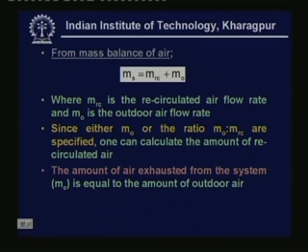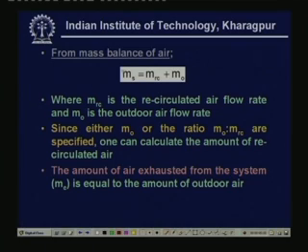Since either m subscript O or the ratio MO by MRC are specified, one can calculate the amount of recirculated air, because we have calculated this, and from ventilation requirements we know this. So, you can calculate what is the recirculated air, and the amount of air exhausted from the system is equal to the amount of outdoor air, as I have already explained.